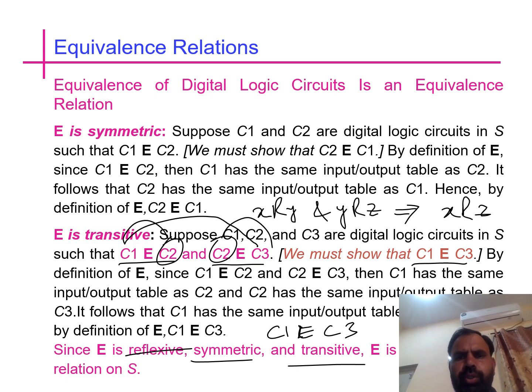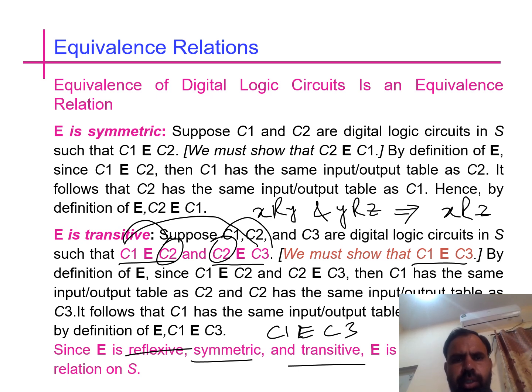Suppose C1 and C2 are digital logic circuits in S such that C1 E C2. We must show that C2 E C1. By definition of the relation E, since C1 E C2, C1 has the same input/output table as C2. It follows that C2 has the same input/output table as C1. Hence, by definition of E, C2 E C1.